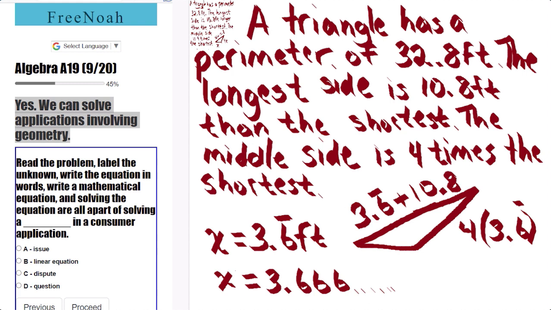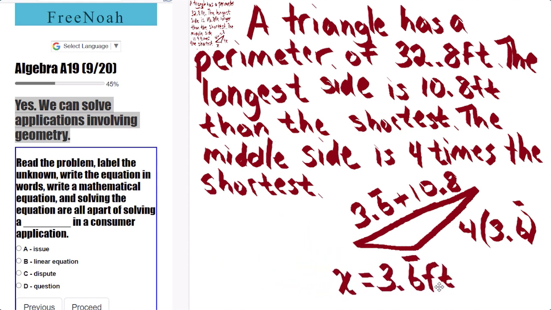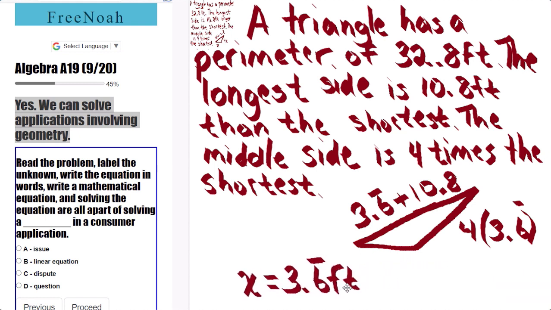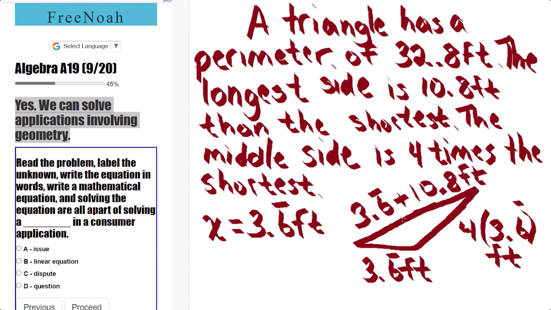Now let's redraw our triangle and substitute our variables with 3.6 repeating. For the longest side, we have 3.6 repeating plus 10 and 8 tenths. For our middle side, we have 4 times 3.6 repeating. And then for our shortest side, we simply have 3.6 repeating. There we go. That looks good. Now let's find the distances on all sides here and then write it out.